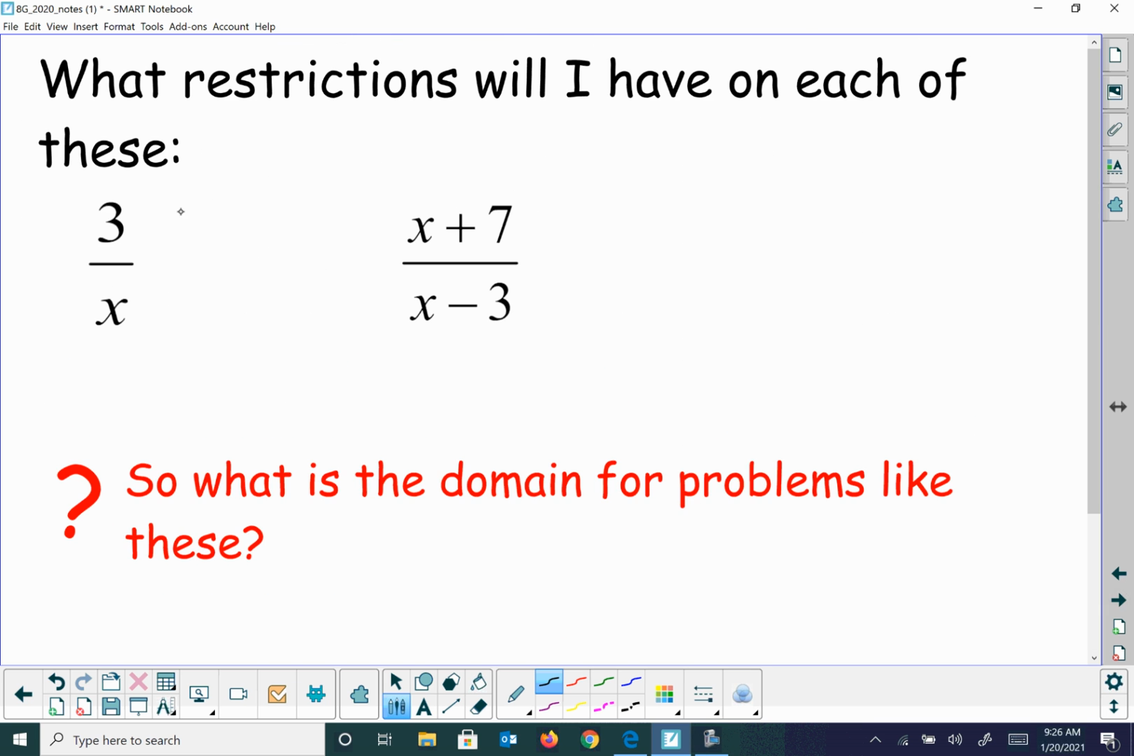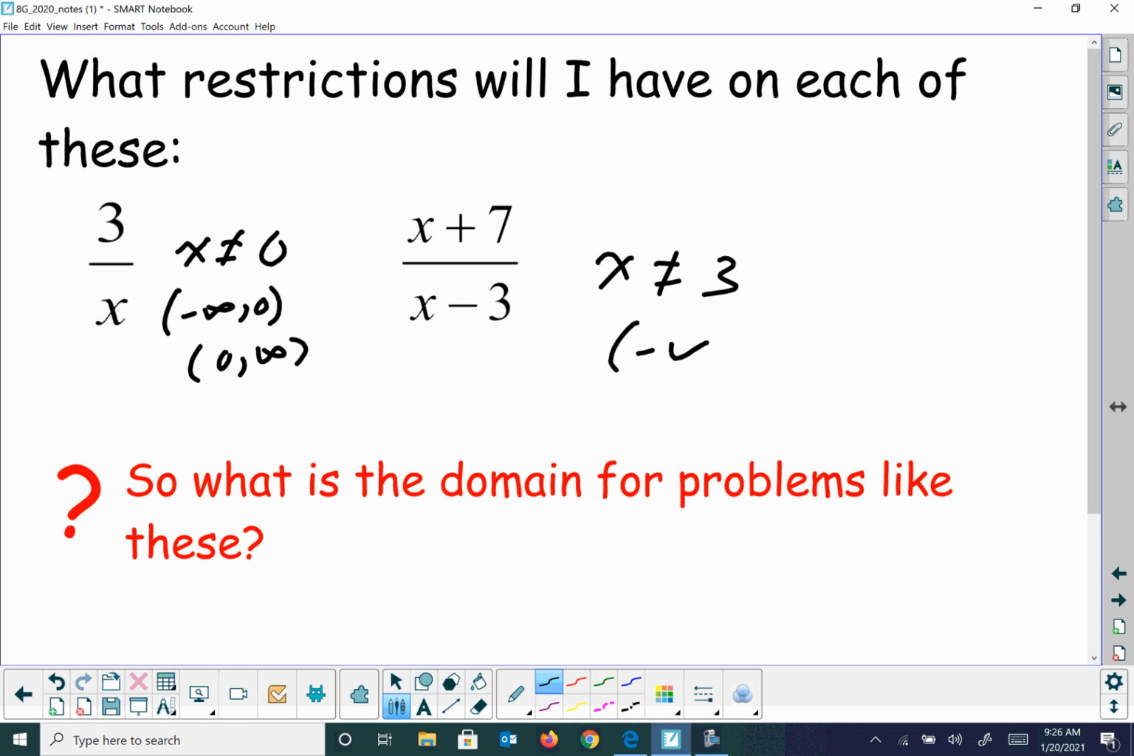All right, so the restrictions of this one: x cannot equal 0, so the domain of this first one would go negative infinity to 0, 0 to infinity. This one, x can't equal 3, so our domain would go negative infinity to 3, soft bracket, 3 to infinity. The soft bracket on both the 3's basically means that we're not including 3.